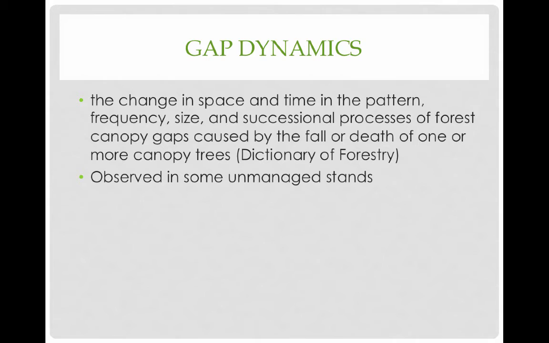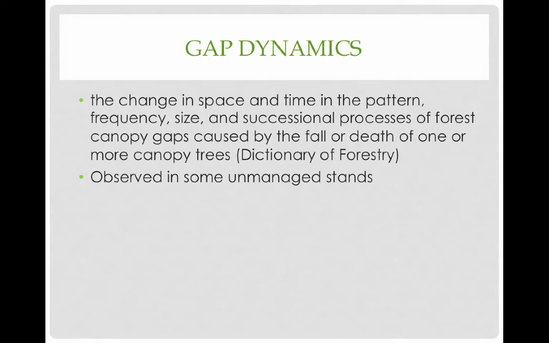And what this is built on is this idea of gap dynamics. So there's a change in space and in time, in the pattern, frequency, size, and successional processes of forest canopy gaps caused by the fall or death of one or more canopy trees. And we observe this in unmanaged systems. As we walk through a forest, you notice maybe an individual tree blew down, maybe an individual tree died. So we see in these natural systems this idea of gap dynamics, and these gaps vary from small to larger.